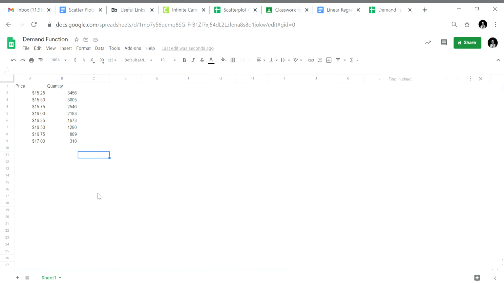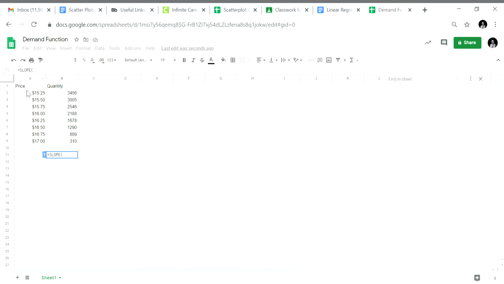Now, what we want to do is come up with the demand function of this data. So what we can do to do that is use these Google Sheet commands. We're going to need the slope and the y-intercept for our linear function. So if we want to do slope, we enter the command equals slope, and you see when you enter in slope, it says slope of line from linear regression data. So the way you enter the data is A2 to A9 and B2 to B9.